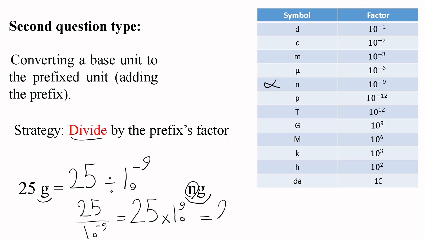Or I can write it as 25, 1, 2, 3, 4, 5, 6, 7, 8, 9 nanograms. It's really simple.